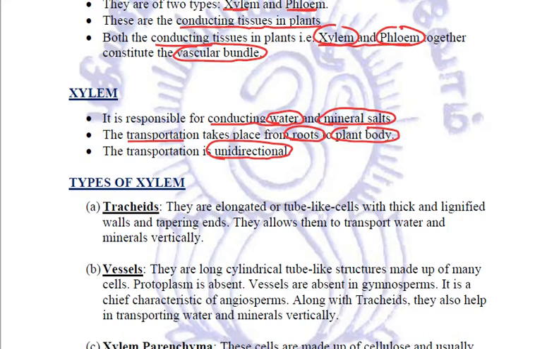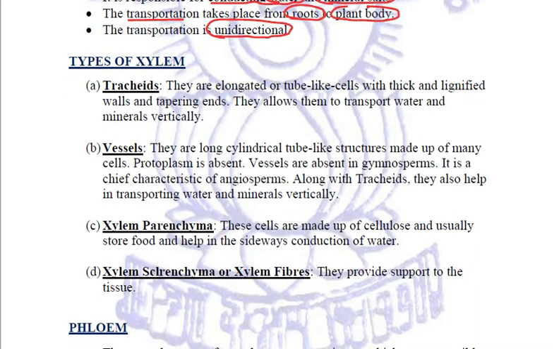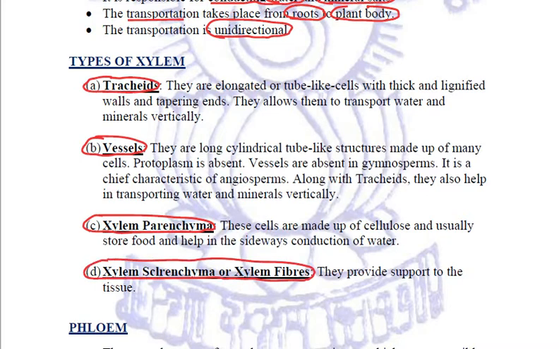Now these xylem are further categorized into four types. What are these four types? The four types are tracheids, xylem vessels or only vessels, xylem parenchyma, and xylem sclerenchyma or xylem fibers. Now what are these four types? Let us try to understand one by one.